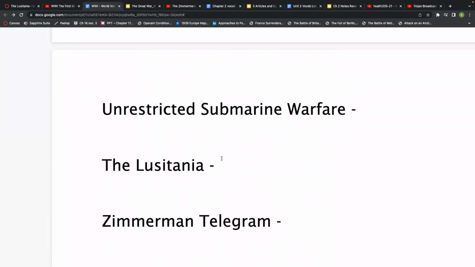All right, so here is your one term for today. Here's the last cause, the last straw for the U.S. to get involved: the Zimmerman telegram. If you look it up, it might say Zimmerman note, whatever.